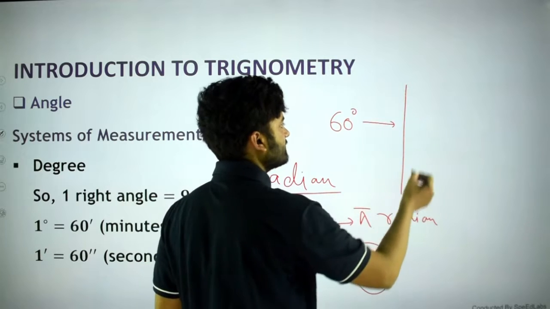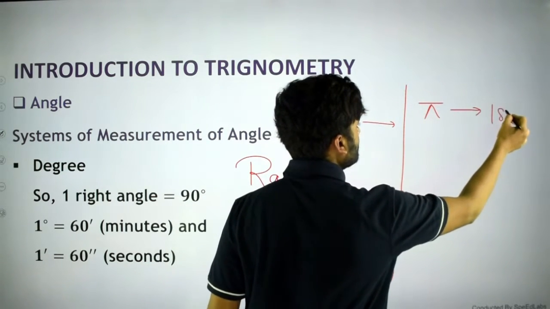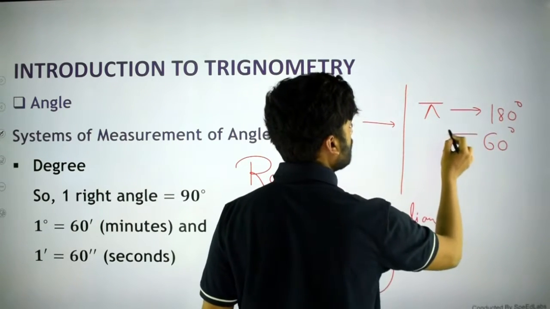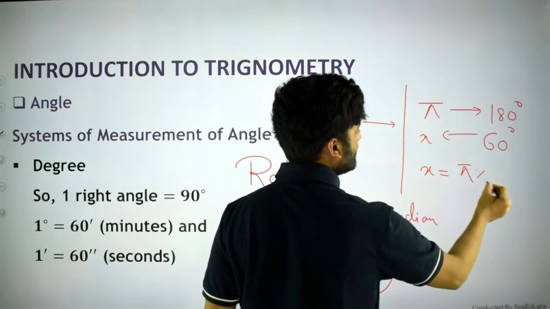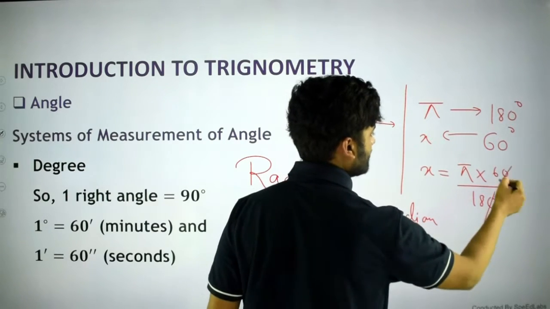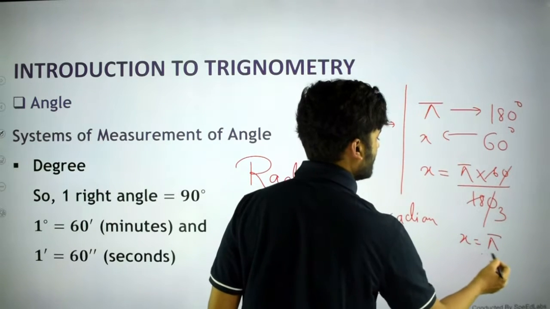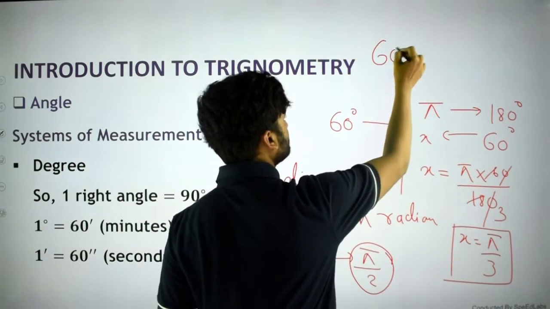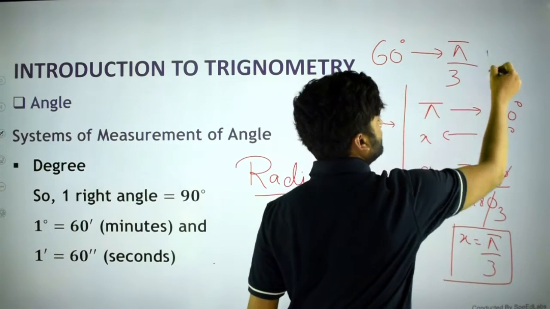You will just do like this. By unitary method you can do. If pi is equivalent to 180 degrees, then 60 degrees will be equivalent to how much? Let's say it is x. So what is the value of x? x is equal to pi into 60 divided by 180. This will cancel out and this will come 3, and what will be x? x equals pi by 3. So this 60 degrees is basically equal to pi by 3 radians.